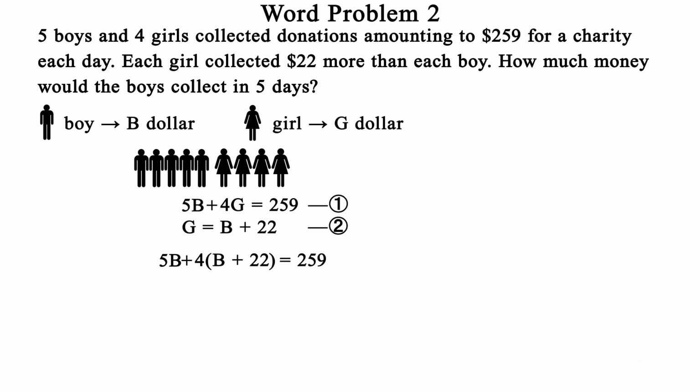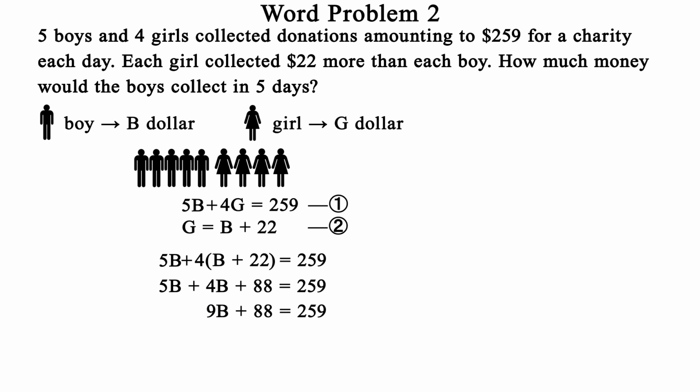So that will become 5B plus 4 into bracket B plus 22, which is equal to 259. Now I'll expand the bracket. So 5B plus 4 times B, which is 4B, plus 4 times 22, which is 88, equal to 259. Now 5B plus 4B equal to 9B. So 9B plus 88 equal to 259.